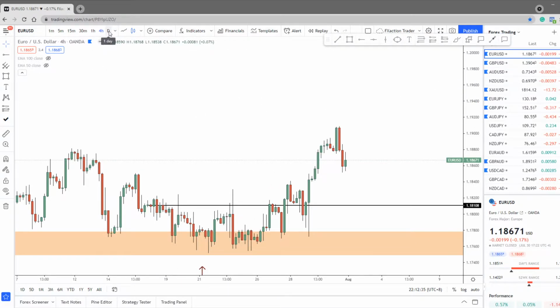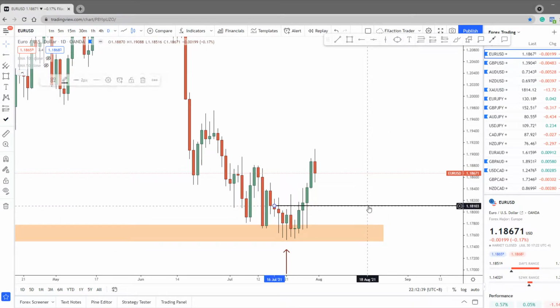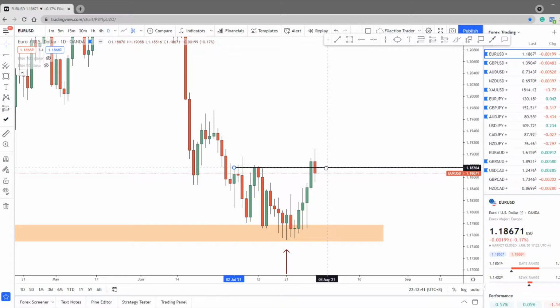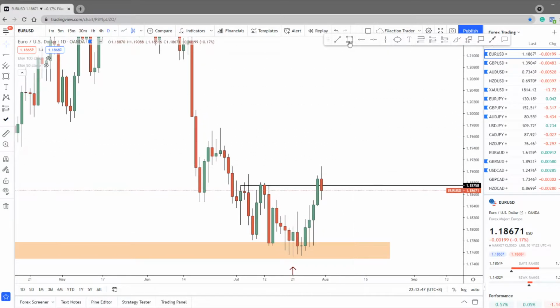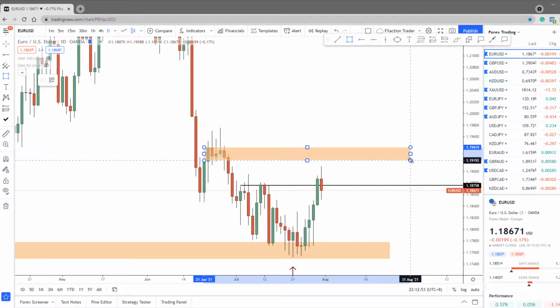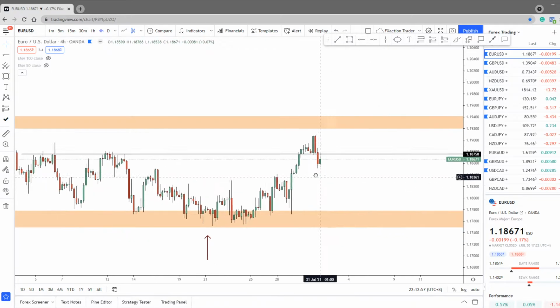So let us have a look at the daily chart. On the daily chart, the previous lower high at 1.18753 was already broken, and there is a very high chance for the market to retest the previous resistance at the 1.19 area. So let us go back to the H4 chart.